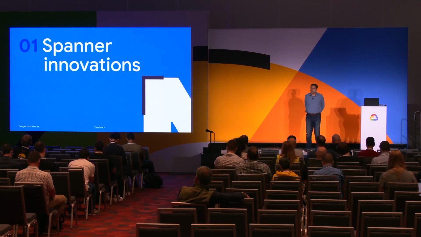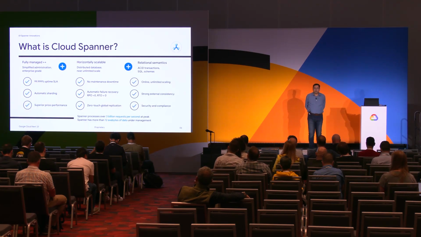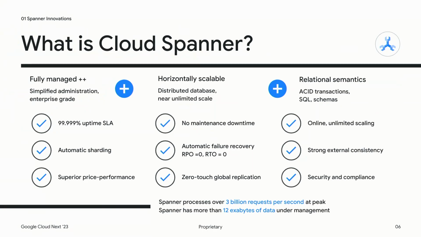Before I talk about the Spanner innovations, for those of you who don't know about Cloud Spanner, let me introduce it for you. So Spanner is a no-compromise database. It brings best of both the worlds, which is near unlimited scale, which is horizontal scalability, along with full relational semantics for you. And this is a highly available database with 5 nines of availability. There's no concept of any maintenance downtime or anything like that.